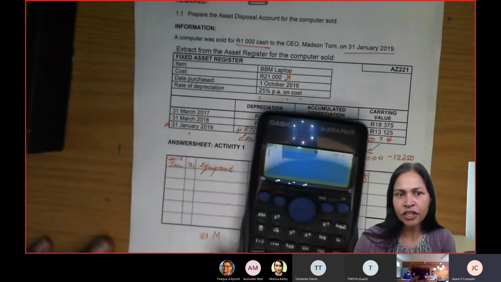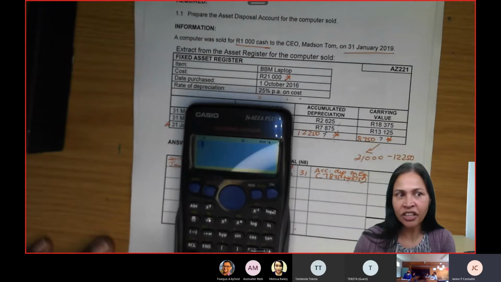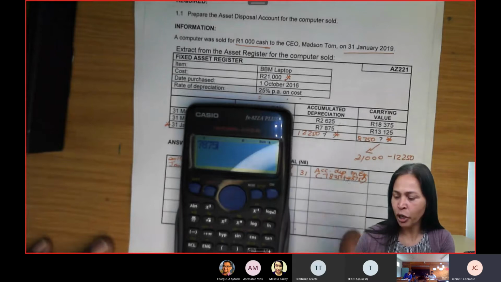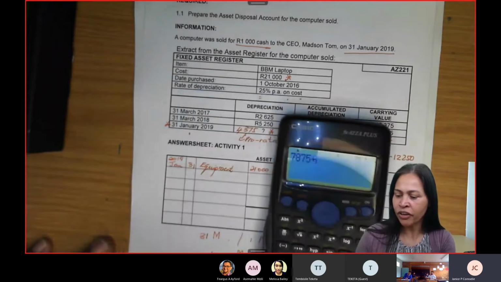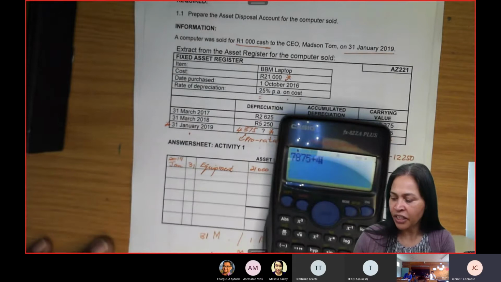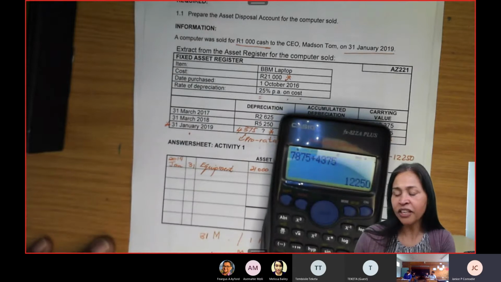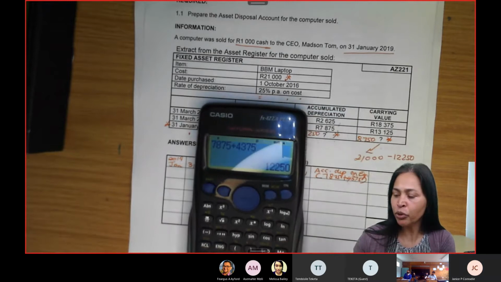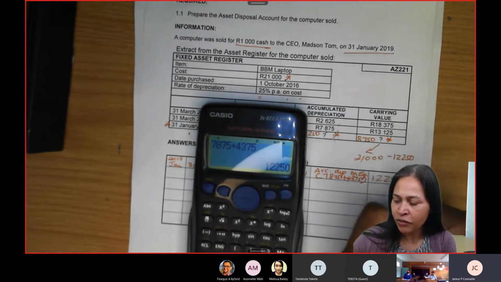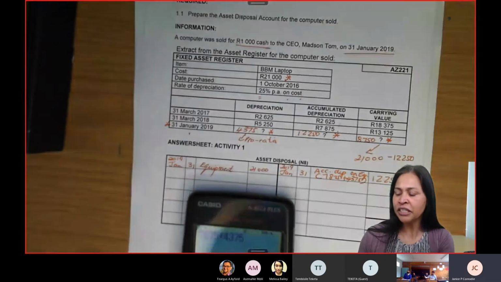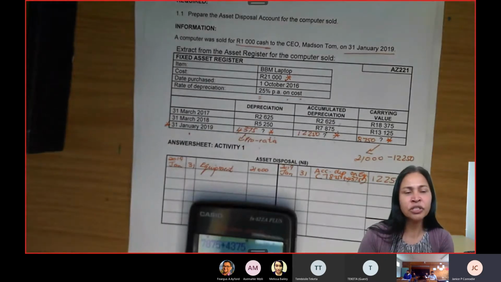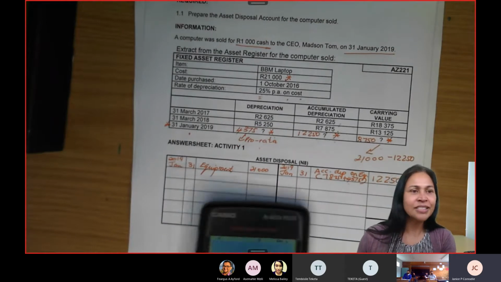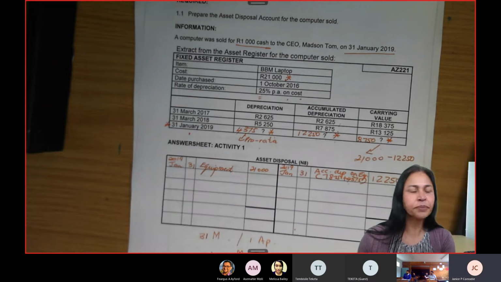So, here's the calculation quickly. We have our 7,875. That is the amount given there, the last amount, plus that pro rata amount that we have calculated here of 4,375. That gives me total accumulated depreciation on this specific computer of 12,250. I trust that you could enter these two transactions on your own, seeing that all the information was provided. What is my next step? What do I do next?